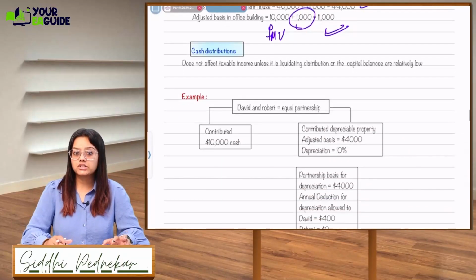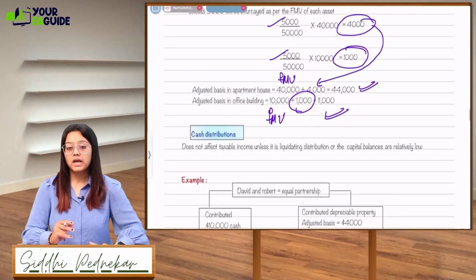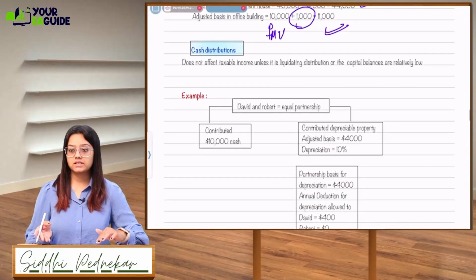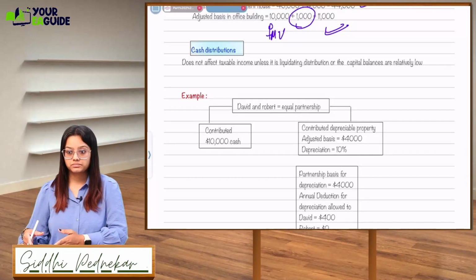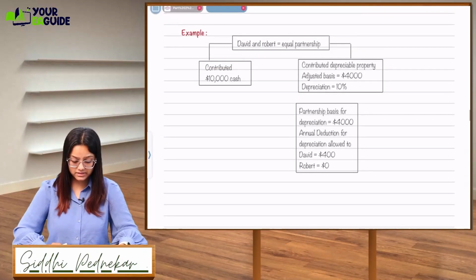Next is cash distribution. Cash distribution does not affect the taxable income unless it is a liquidating distribution. So now we are starting with the distributions topic. If there is a distribution, you have to check whether it is a liquidating distribution or a non-liquidating distribution.